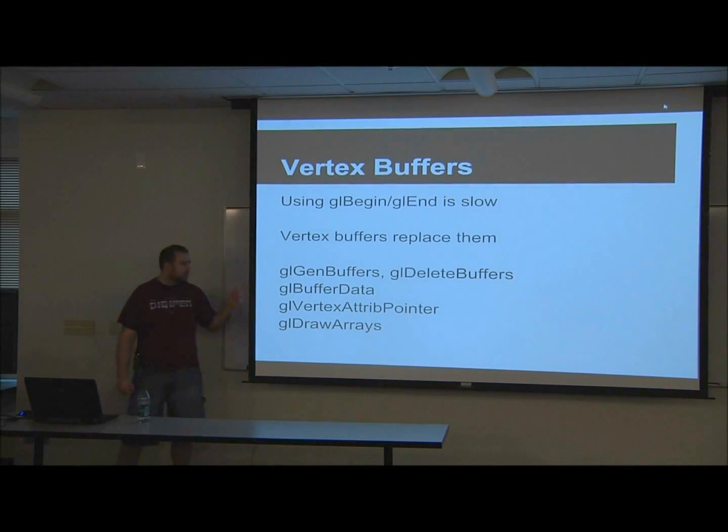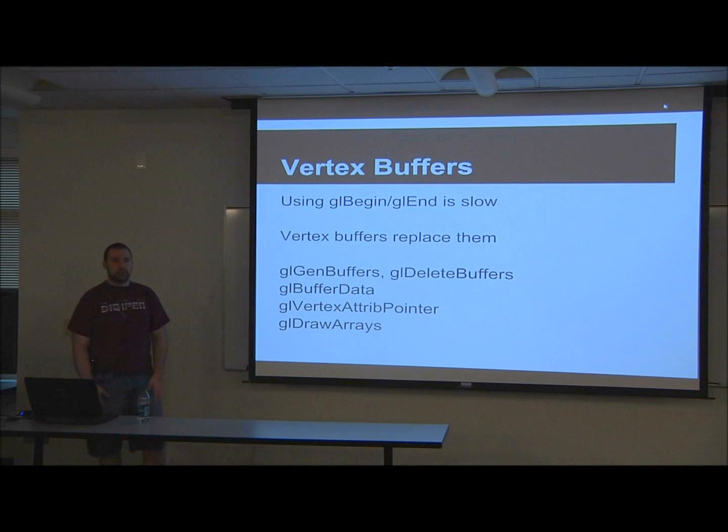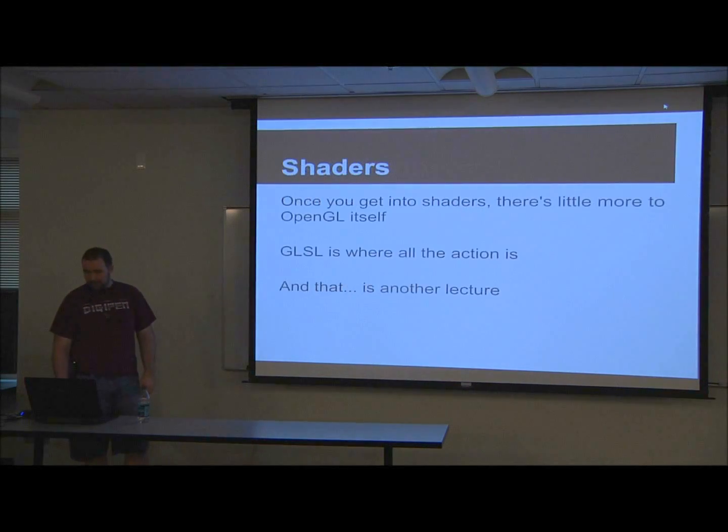So just a quick review of the functions you're going to want to use. To create a buffer or delete a buffer, you get GL gen buffers and delete buffers, just like we had GL gen textures. GL buffer data is a function that just takes a pointer and uploads data into the buffer. And then there's GL vertex attrib pointer, which is how you tell OpenGL what data is in the buffer, and draw arrays is how you actually draw with it. I'm not, again, going to go over code samples or tutorials, but if you are curious, these are the things you want to Google along with vertex buffer.